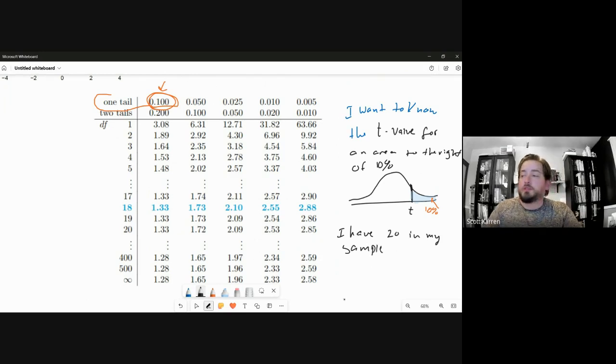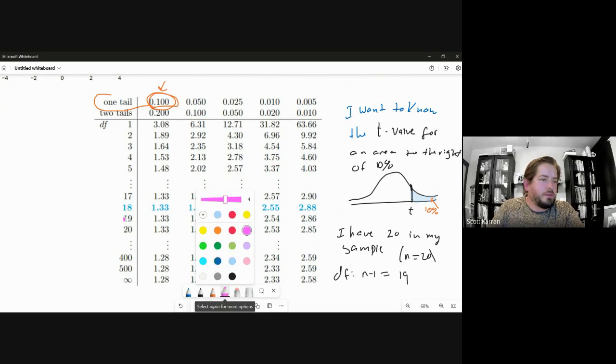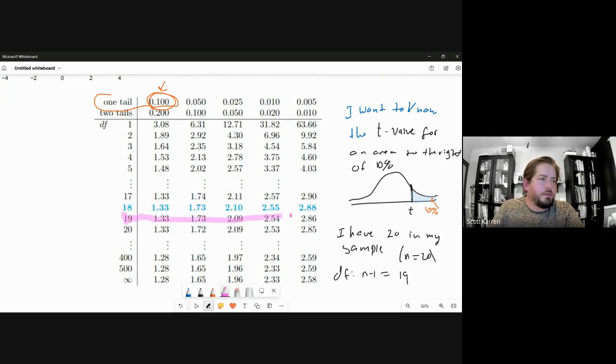Okay. So since my n is 20, n equals 20, my degrees of freedom are n minus 1, so that's 20 minus 1. So my degrees of freedom are 19. That tells me that I'm going to come to this row. I already know I'm in this column because I found one tail and the 10%, or the 0.1. So of course, the intersection of those two things tells me that my t-score is 1.33.